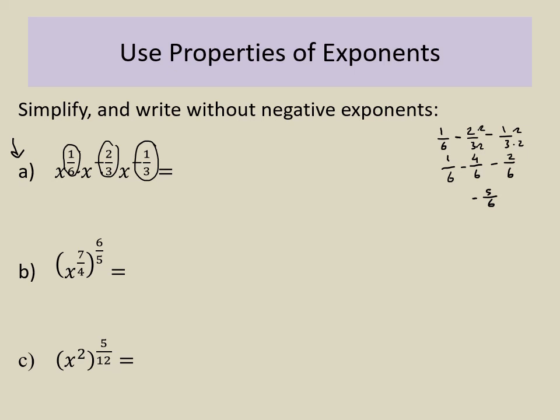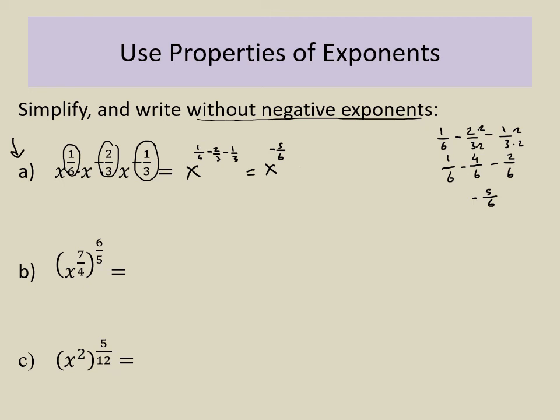Okay, so that's what we have for this one. This is going to be x to the power of, once again, we're just adding those, 1/6 minus 2/3 minus 1/3, which means it's x to the power of -5/6. Well, this one is going to require us to do one extra step from the last problem, because we end up with negative exponents and it says write without negative exponents.